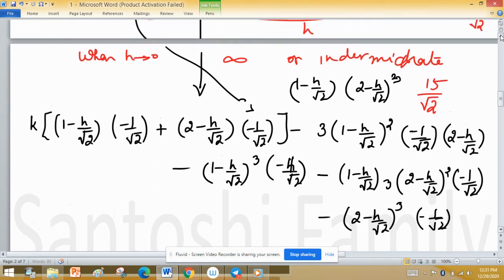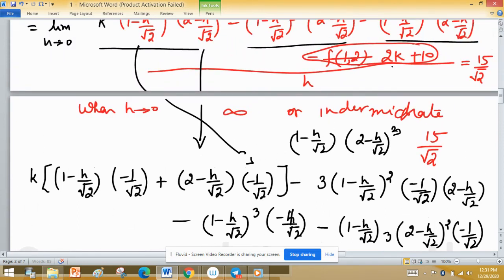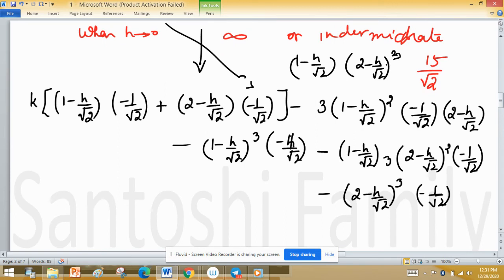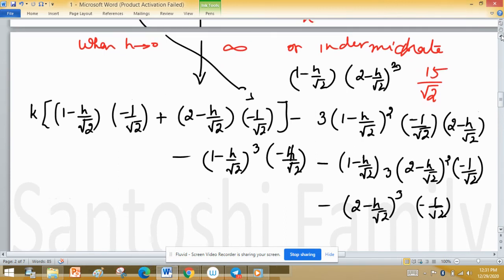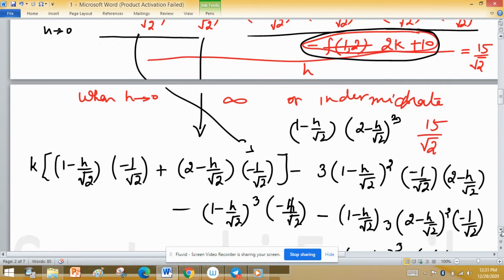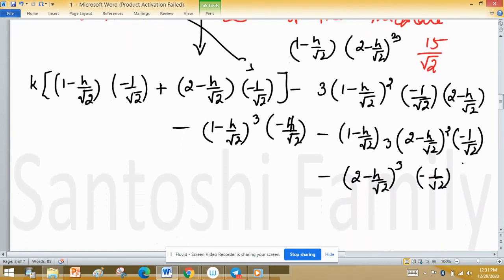And I already explained the derivative of 2k plus 10 will be 0. Its derivative I circled in black, and the derivative of the denominator is equal to 1 because this is divided by h. So the denominator derivative is 1, and this limit is equal to 15 upon root 2. This is the limit as h tends to 0.